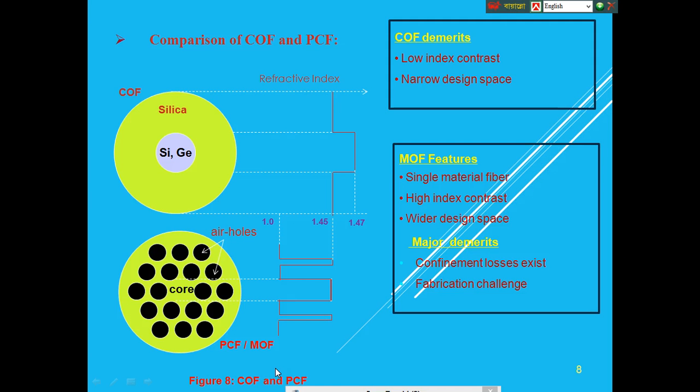And the comparison of conventional optical fiber and PCF. Conventional optical fiber has two demerits: low index contrast and narrow design space. We can overcome these problems through microstructure optical fiber, that is a single material fiber with high index contrast and wider design space. It has major demerits such as confinement loss and fabrication challenge.